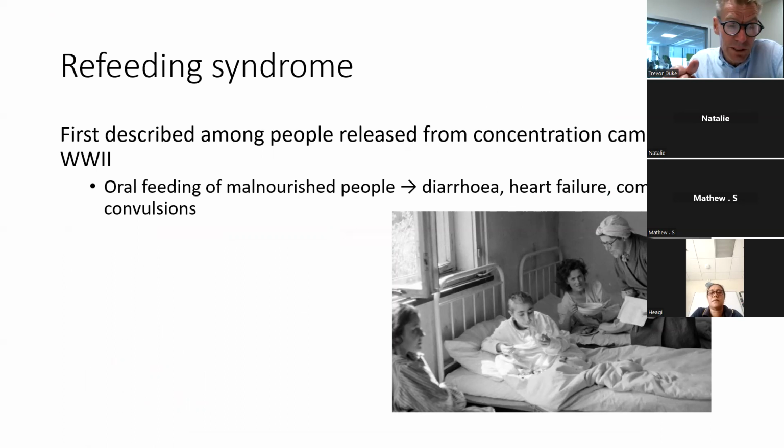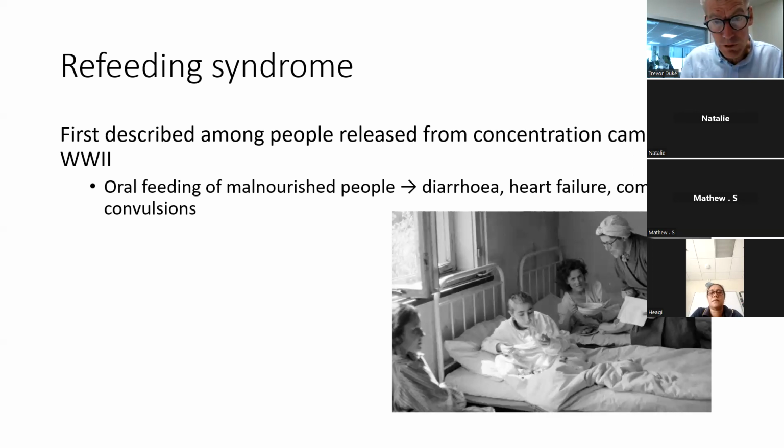Now, refeeding syndrome, I'm sure you've heard of it, and I think it's become less common in recent years. It's become less common because the commodities for the management of severe acute malnutrition, the treatments, the formula, have incorporated many of the electrolytes that are often lacking in children with refeeding syndrome. But I want to go back and try to explain refeeding syndrome, because if we understand it, we'll understand a lot about the management of severe malnutrition.